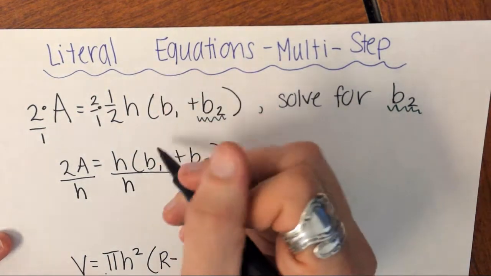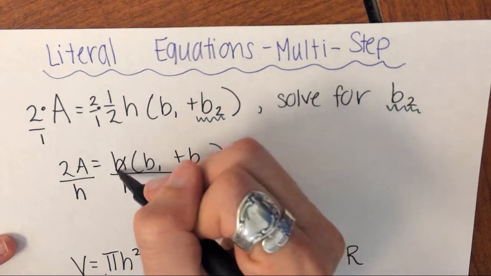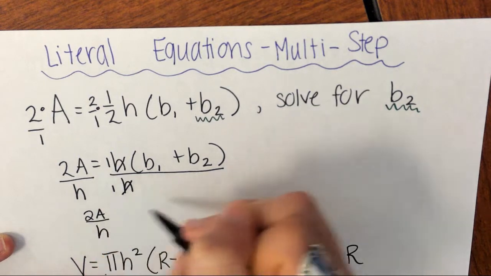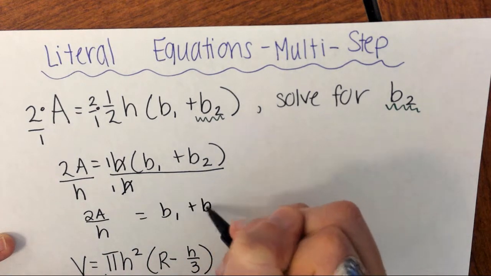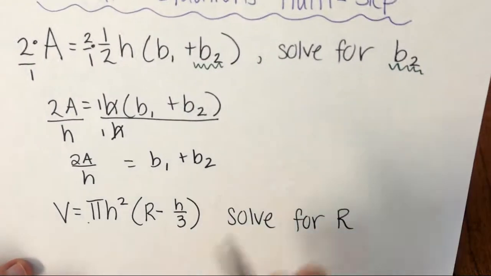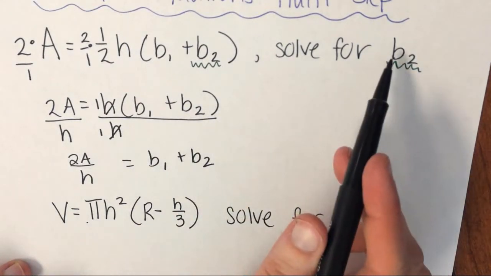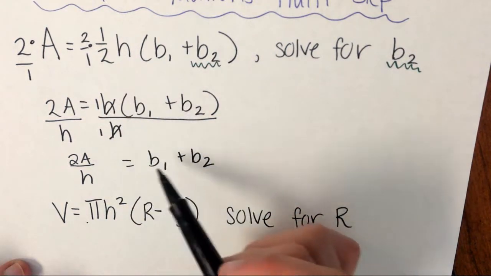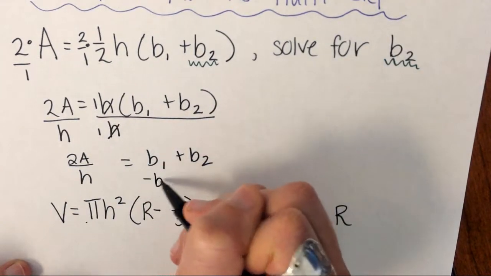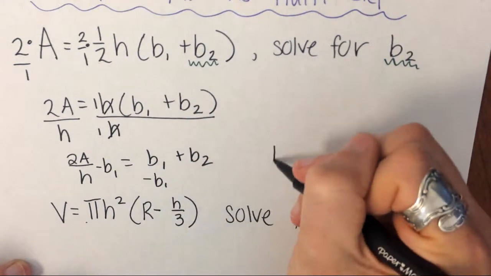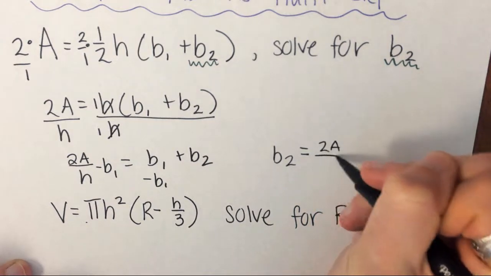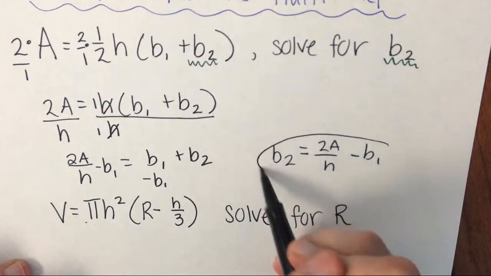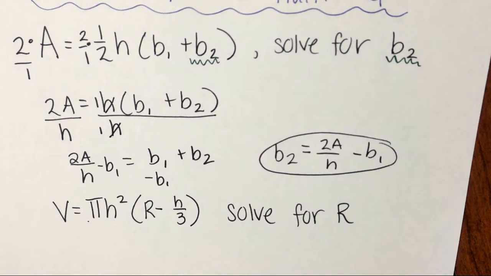This h over h, since it's a monomial, we can just simplify to 1. And then this, of course, would just stay: 2a over h equals b1 plus b2. Once we're at this step, it's pretty easy to get the b2 isolated. Because there's a 1 on the outside of the parentheses, we can go ahead and drop the parentheses. Now all we have to do is zero out the b1 by subtracting it. So b2 equals 2a over h minus b1. That's the first problem that we're solving here.